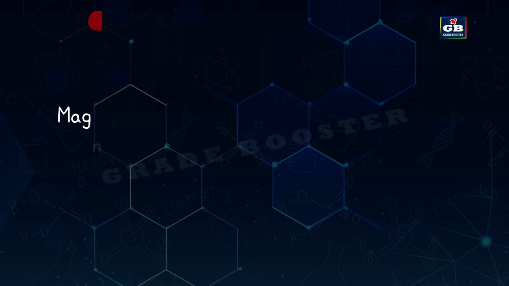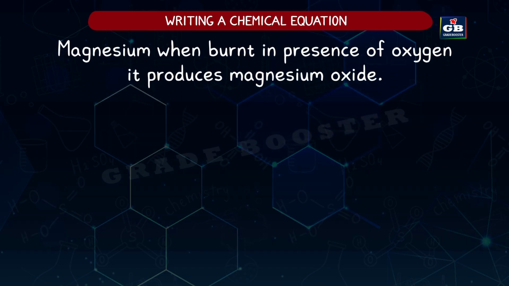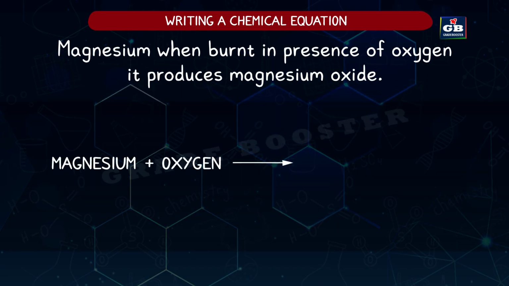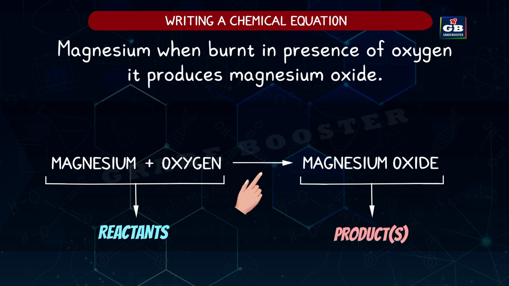Chemical equation. Magnesium, when burnt in presence of oxygen, produces magnesium oxide. This is the verbal description of a chemical reaction. This can be presented in the short form, that is in the form of a word equation. Magnesium plus oxygen gives rise to magnesium oxide. In this equation, the starting materials magnesium and oxygen are called reactants and the final substance formed, magnesium oxide, is the product. The reactants and products are separated by an arrow.